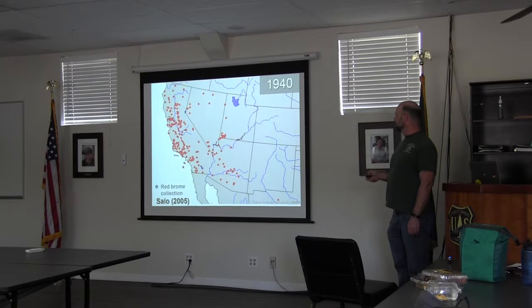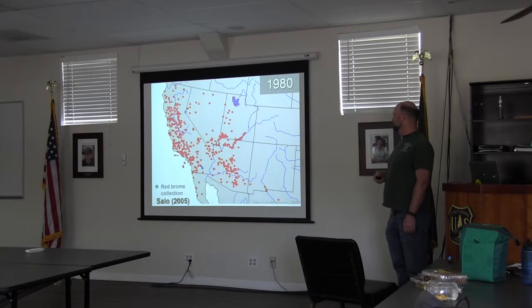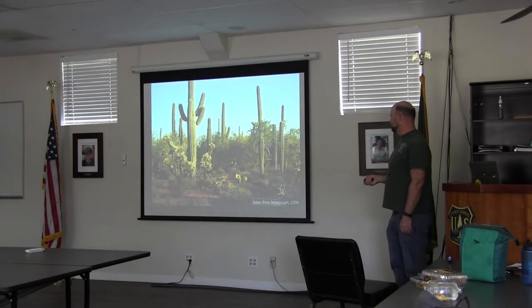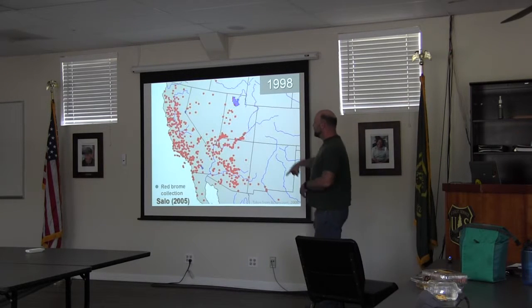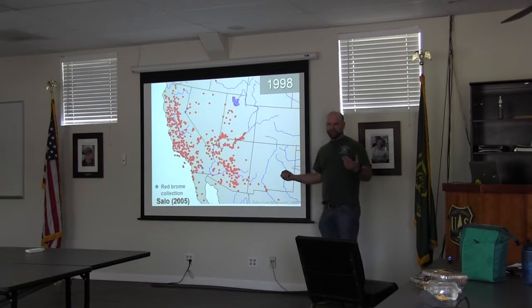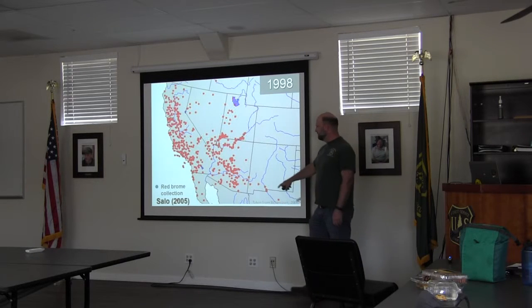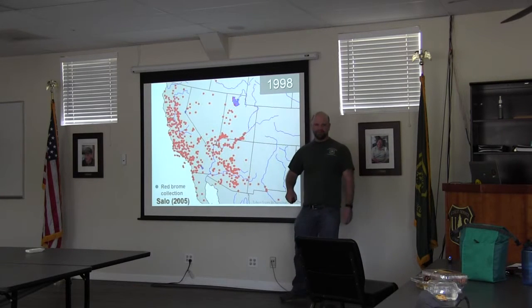1920, 1940, 1960, 1980, 1998. And red brome specifically, here in California, is just one of the many non-native annual grasses we have. In Arizona, it's a huge problem for fire.